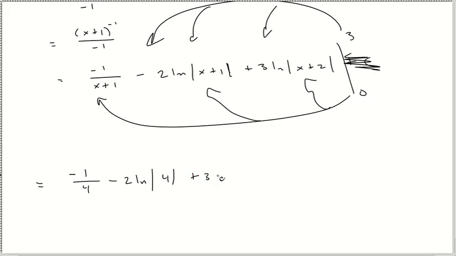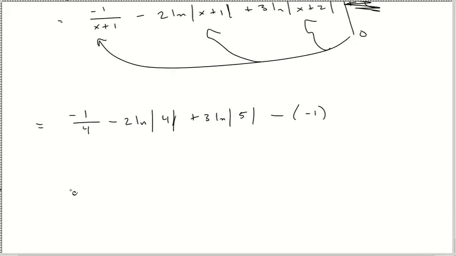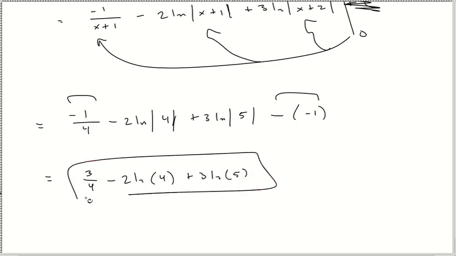Oh, ln. And then plugging in a 3, I get a 5. Minus, when I plug in a 0, I actually get -1. So notice again, 2 negatives make a positive. And these constants actually combine together to make 3/4. I'm not going to do absolute value signs. Not required anymore because these are constants. So there you go. We did it.